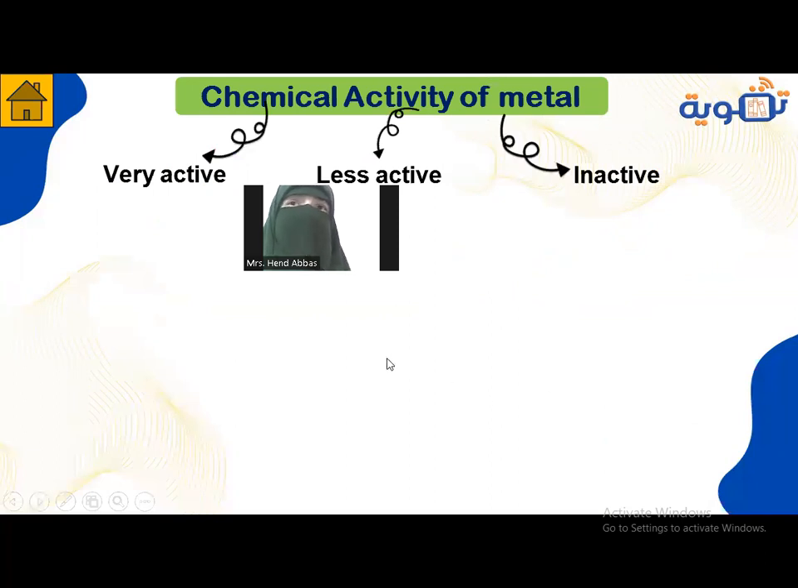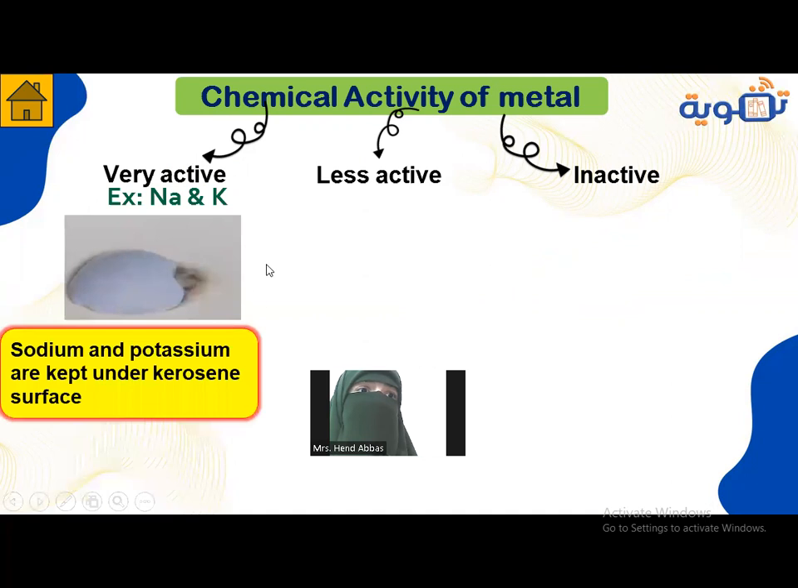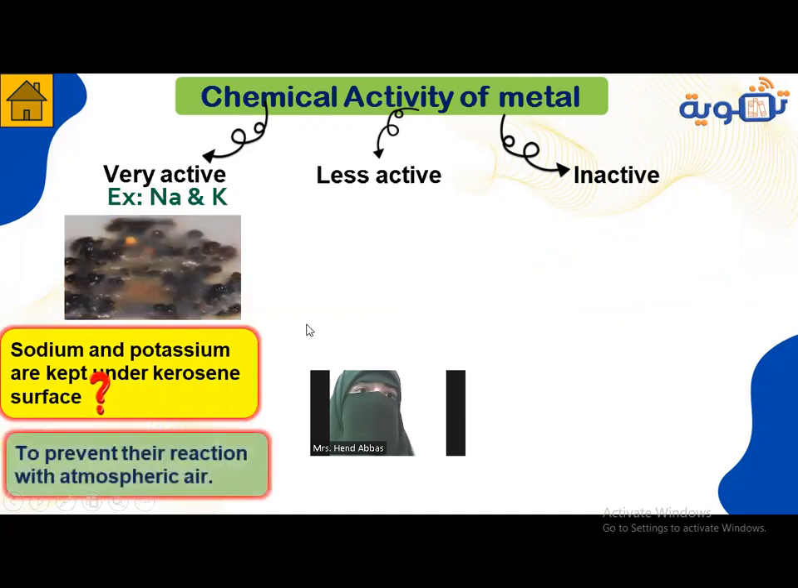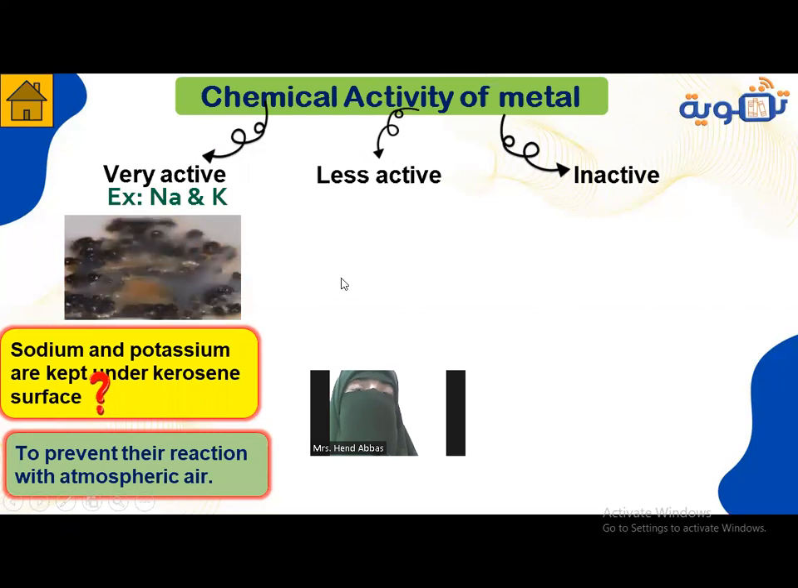According to chemical activity, we divide the metals into three groups. Very active metals like sodium and potassium, we keep them under kerosene. Why? To prevent the reaction with atmospheric air. See this piece of sodium? When you leave it in the air, it reacts very fast with the oxygen in the air. So to prevent its reaction, we cover it with kerosene.